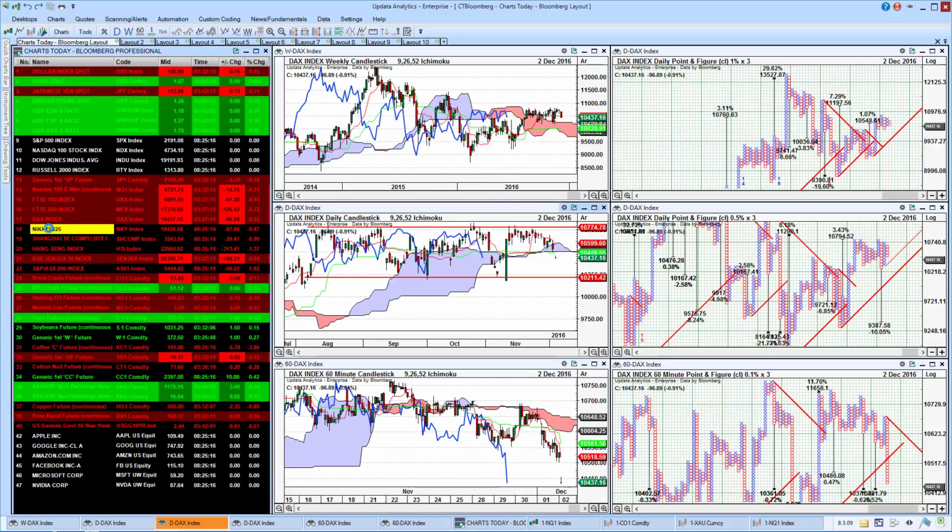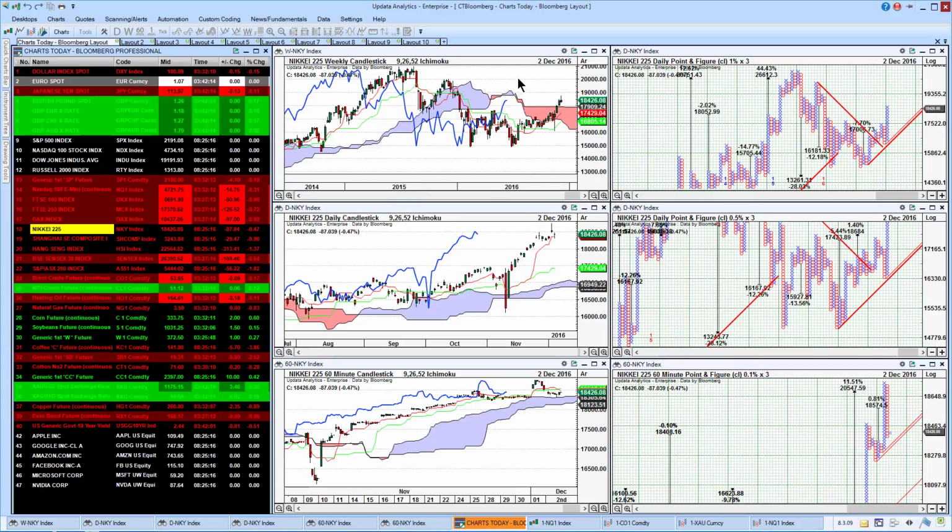Taking a look at the Nikkei overnight, still bearish on the weekly, but starting to come through on the price there, not yet on the lagging line, holding its strength. Of course, weaker yen is playing into that, and we still have 11.5% upside. So Nikkei looking quite okay.